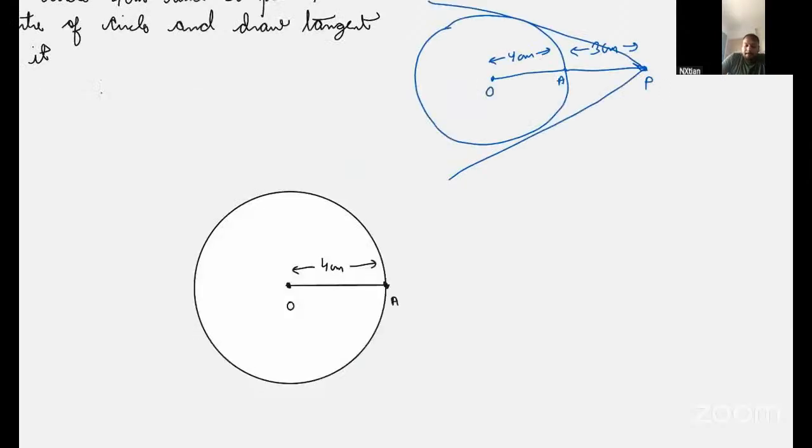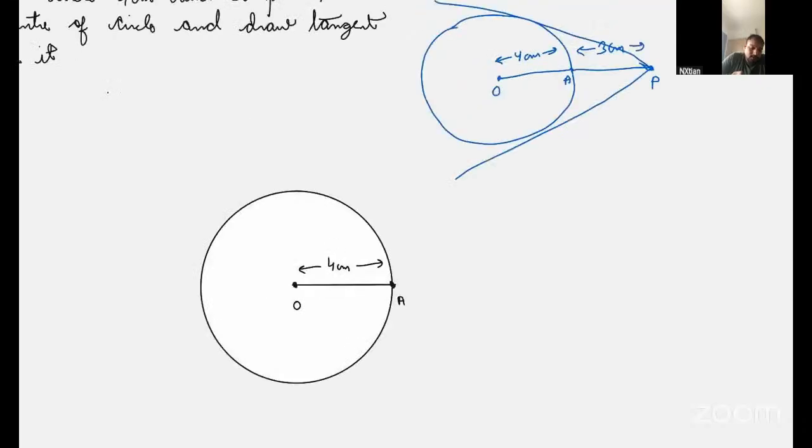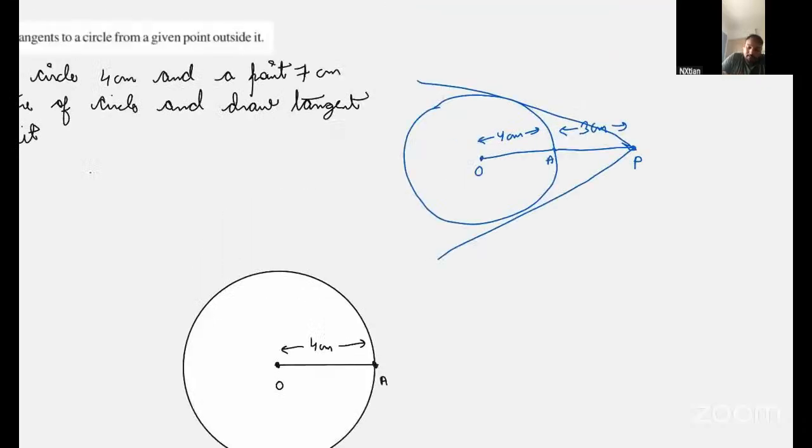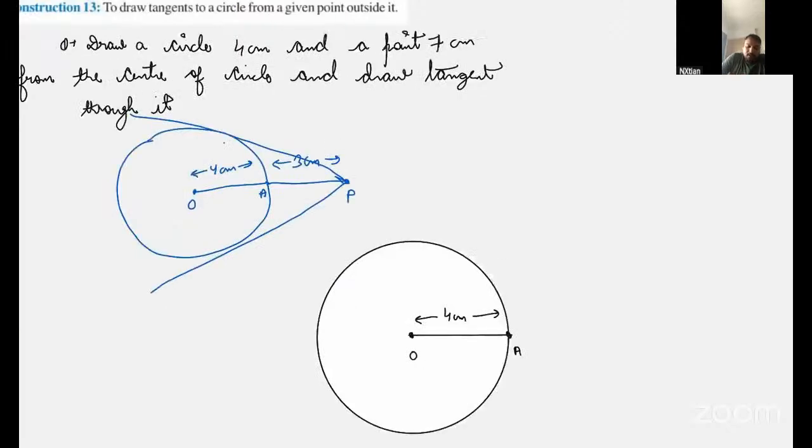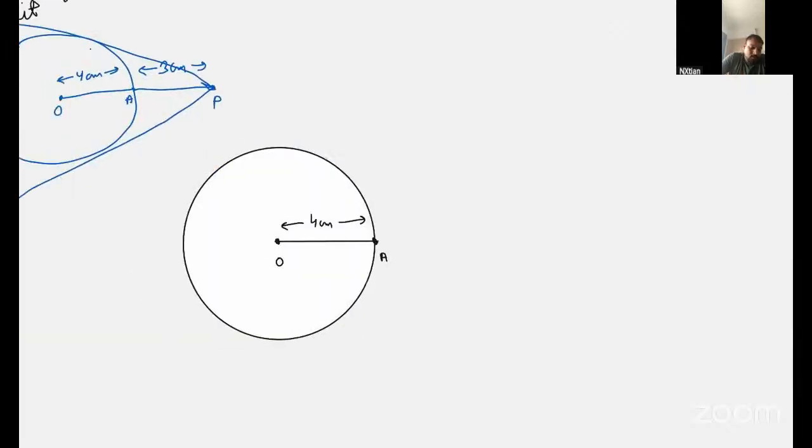Okay. Now, how will you draw this? I will shift this rough diagram because I will use this space. Okay. Now, how will you solve this? From A, because we know that O to P is 7, the AP will be 3. So draw a straight line and name this as point P.